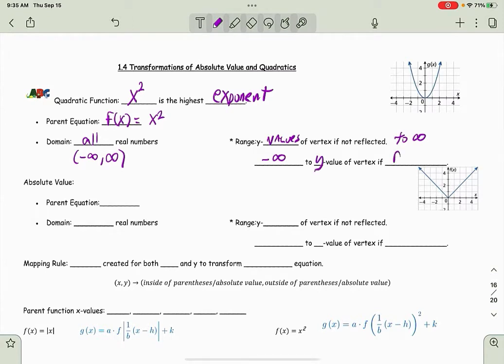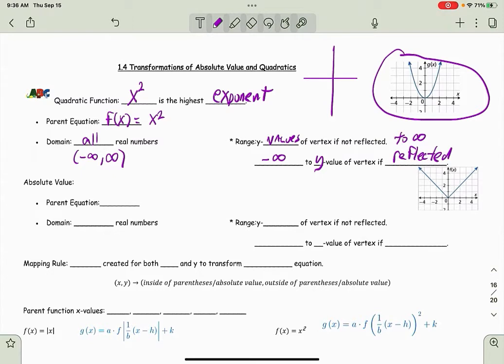And again, that is if it is reflected. So notice, here is an example of the parent function where it's not reflected. If we reflected it, it would look something like this, where it would be upside down, and you can see that the y values would be negative. So again, the range of the parent function is going to be from 0, which is the vertex, all the way to positive infinity.